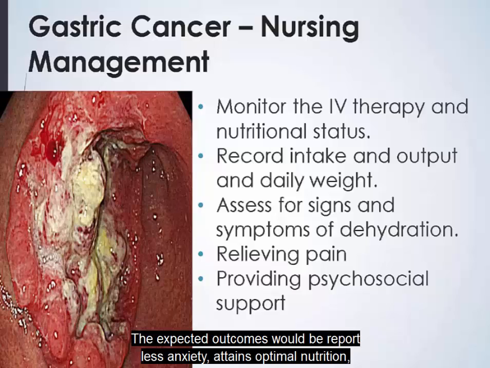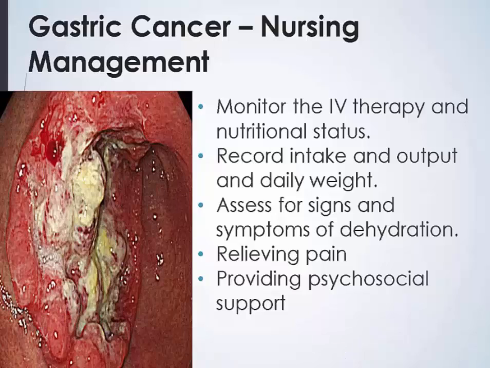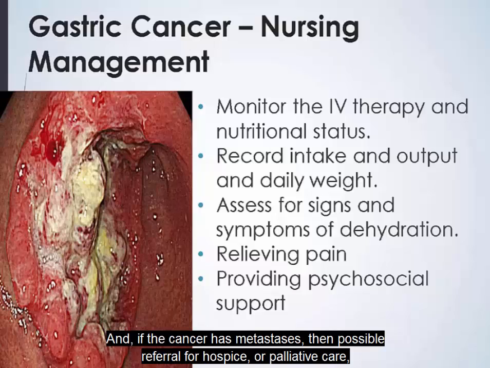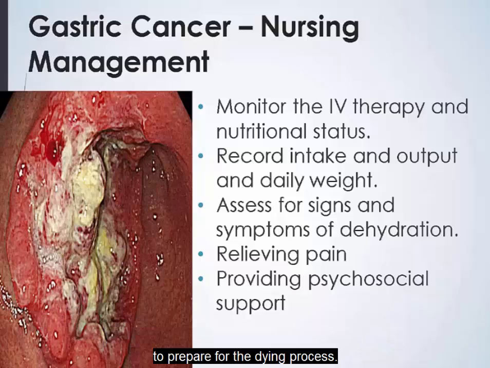The expected outcomes would be report less anxiety, attains optimal nutrition, has less pain, performs self-care activities and adjusts to lifestyle changes, and if the cancer has metastasized, then possible referral for hospice, palliative care to prepare for the dying process.